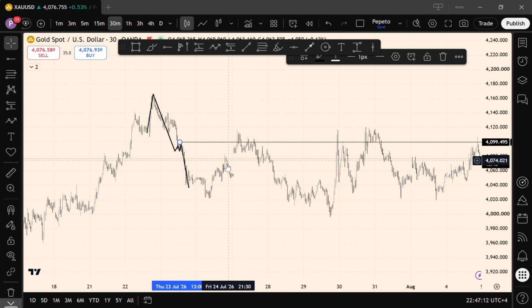Always pay attention to the change of character on the higher time frame. Then, identify where the break of structure, or BOS, happened. Look at the area immediately before the impulsive move that created that structural break. For example, the market creates a range and then produces a powerful move downward that breaks the previous structure. That range may become your supply zone.